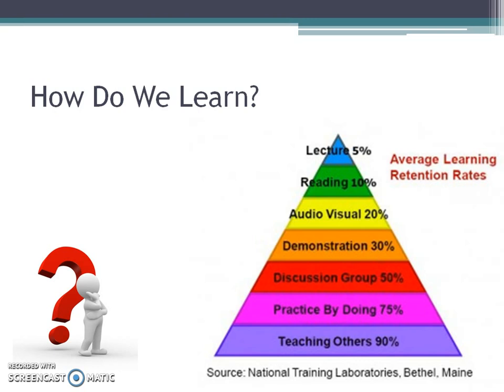Okay, so I want you to think about that for a second. Do you think I'm going to just sit there for 2 hours and lecture at you? Probably not, right? No, I'm not going to. So if you can kind of look at the pyramid here, down at the bottom, at the base of the pyramid, the most effective way we retain information is by teaching others.